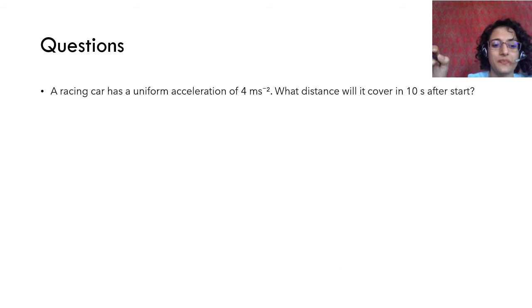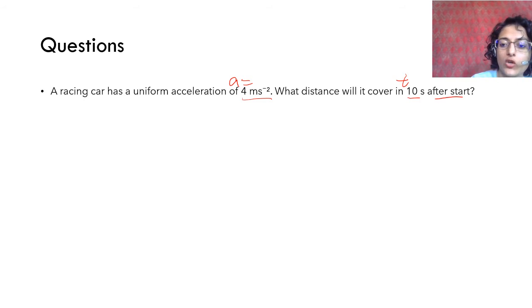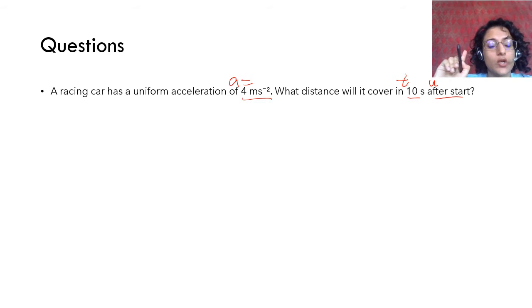The next question is a racing car has a uniform acceleration of 4 meter per second square. What distance will it cover in 10 seconds after start? Now you have been given acceleration, you have been given time, and you have been given initial velocity because it is starting from rest, so it is 0. We have a, t, and u. We don't have v. v has not been given, right? You can calculate v and then use another formula, or you can just simply use the direct formula. We just have to find the distance.